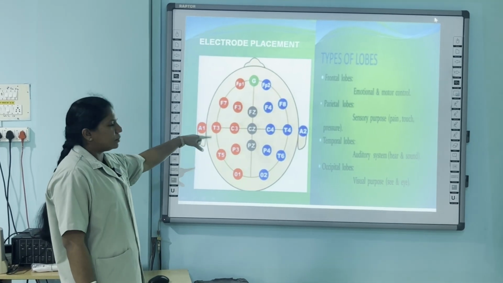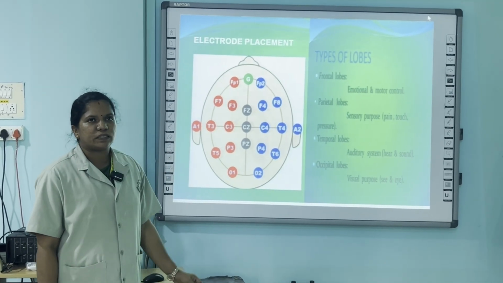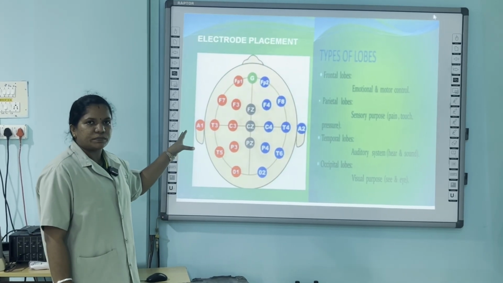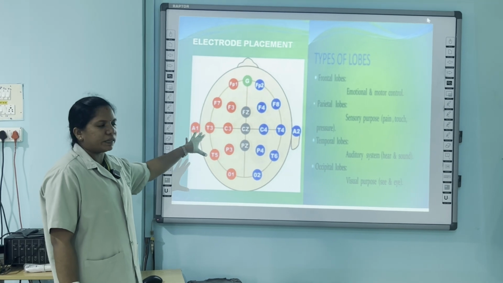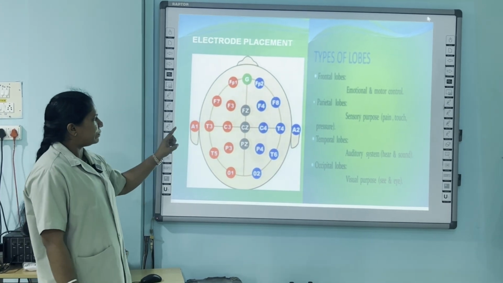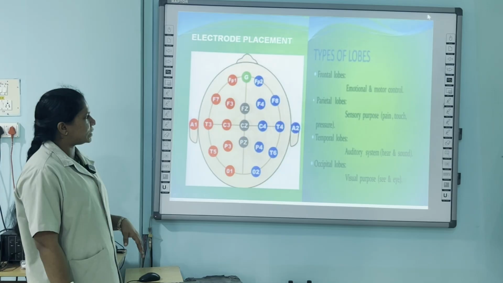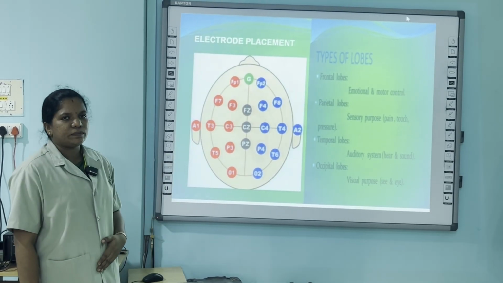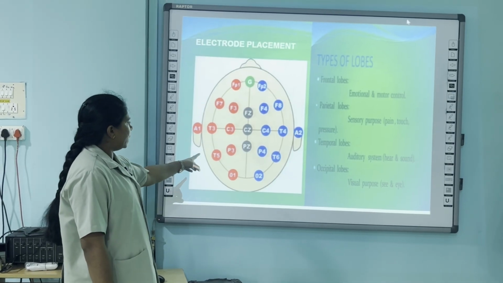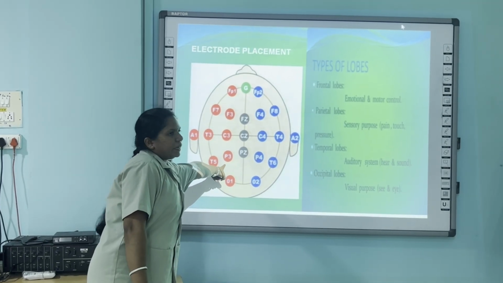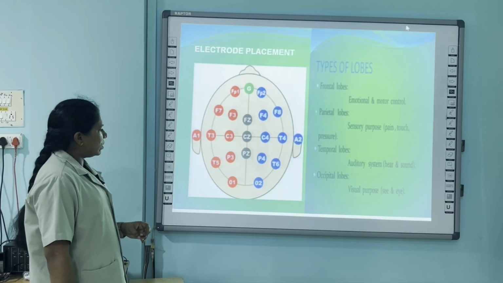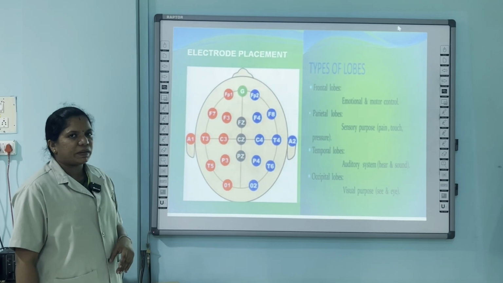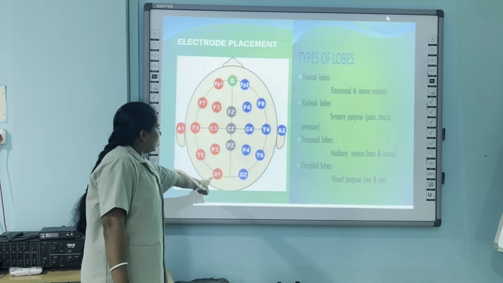So 20 electrodes will be placed in the scalp area for measuring the electrical activity of the brain. These electrodes will be distributed throughout the scalp area. The electrodes placed in the frontal lobes are termed F7, F3, F4, F8, and those placed in the parietal lobes are named P3 and P4. Temporal lobe electrodes are named T3 and T4, and those placed in the occipital lobes are named O1 and O2.